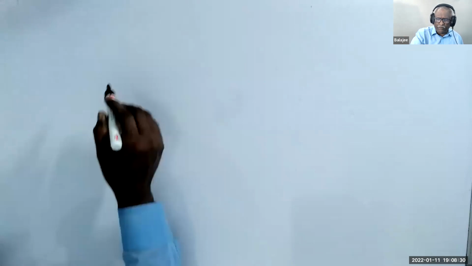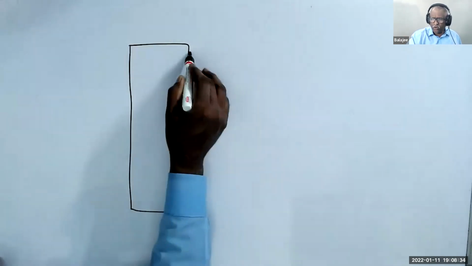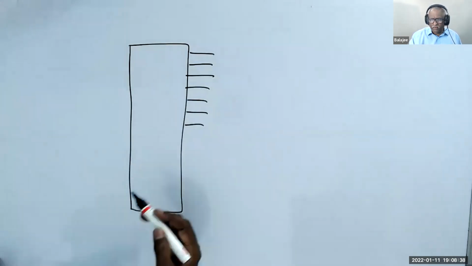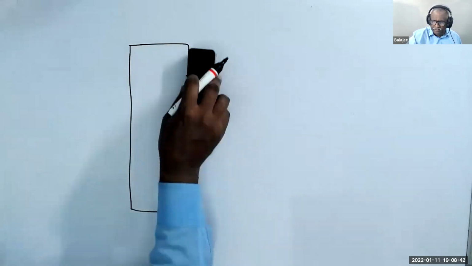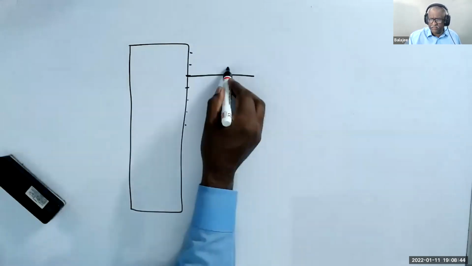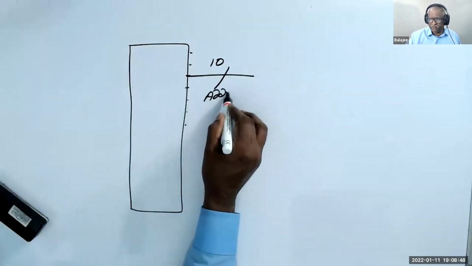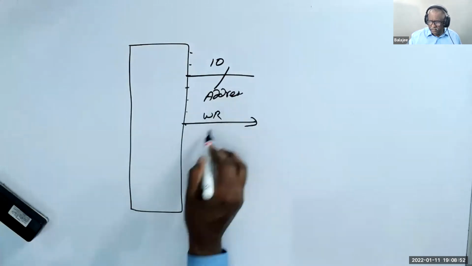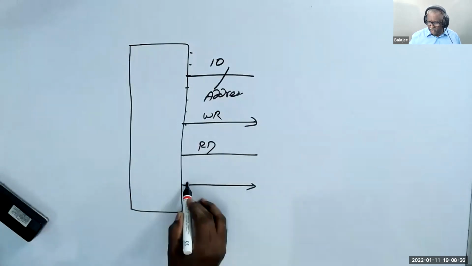Now we discussed this microprocessor, which has pins. Instead of drawing each pin like this, we made a single pin, a single wire, and put a slash, pins 10. That means address. And there is a signal called write. There's a signal called read. There's a signal called data.